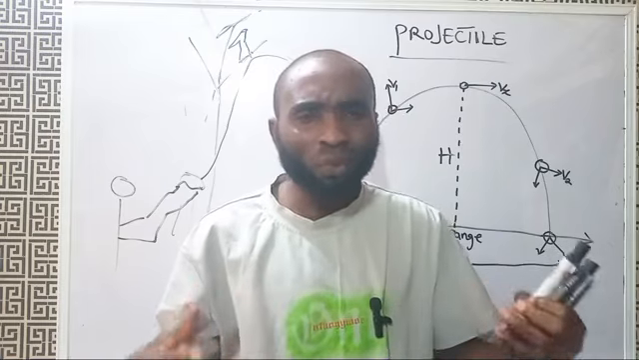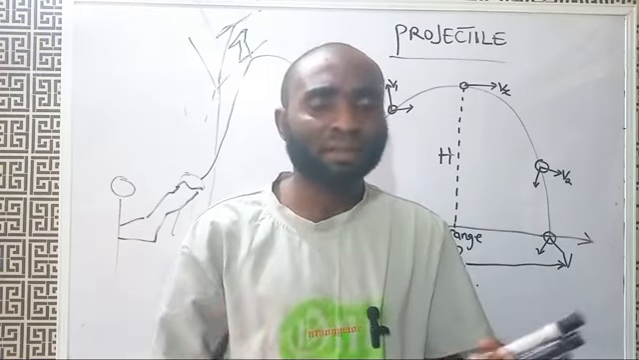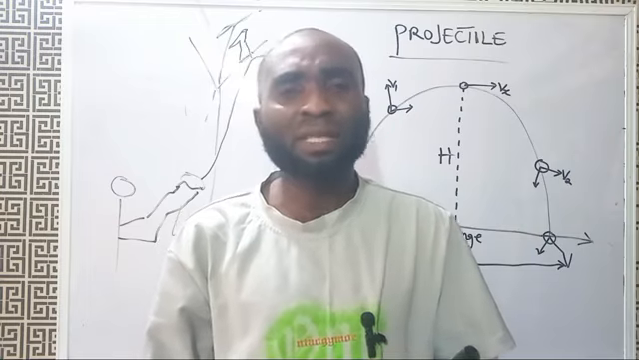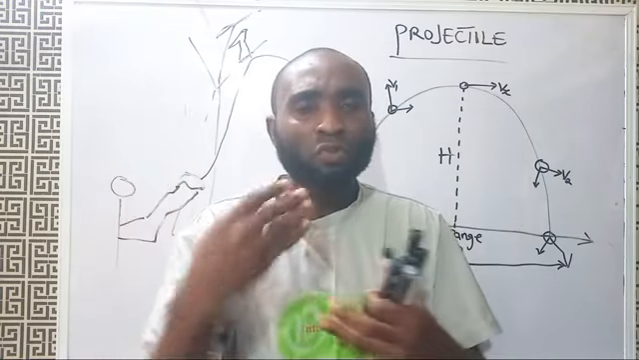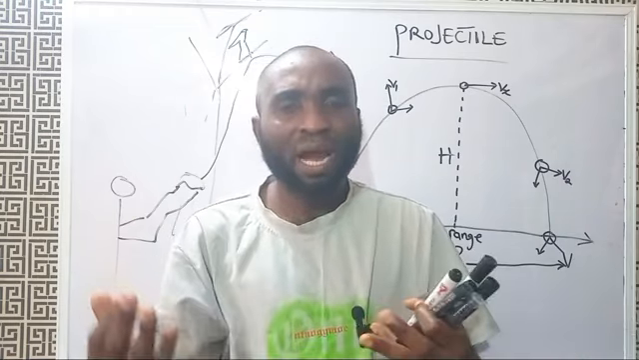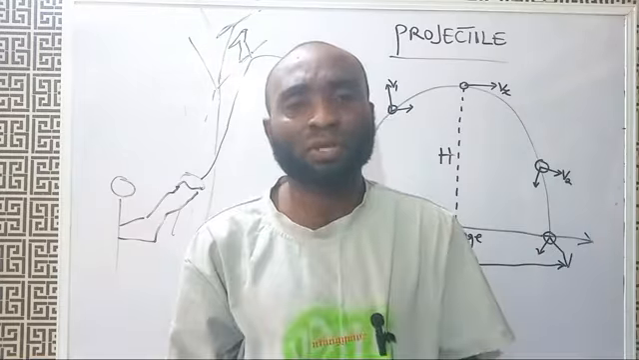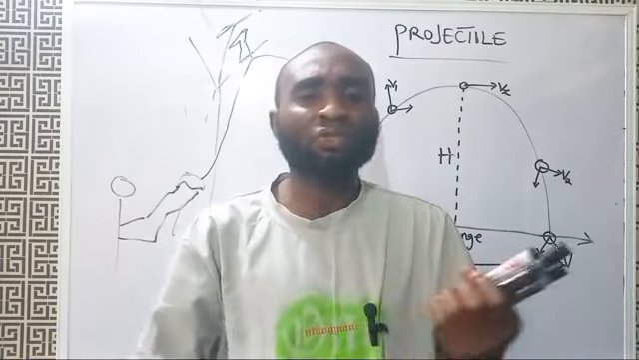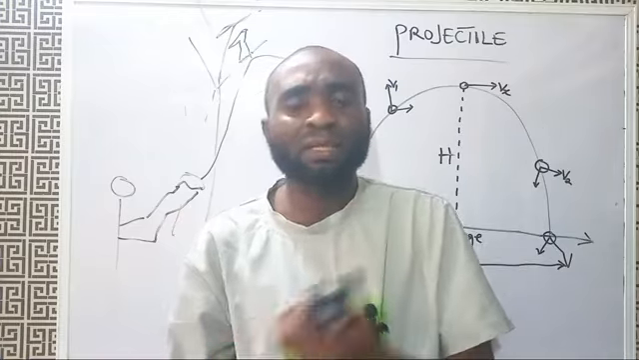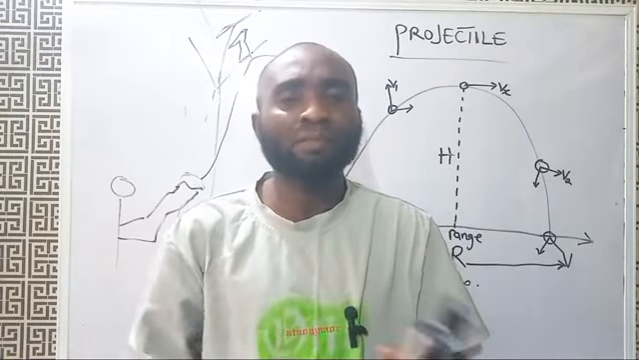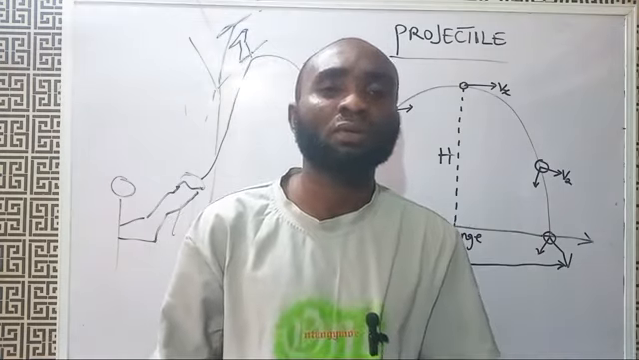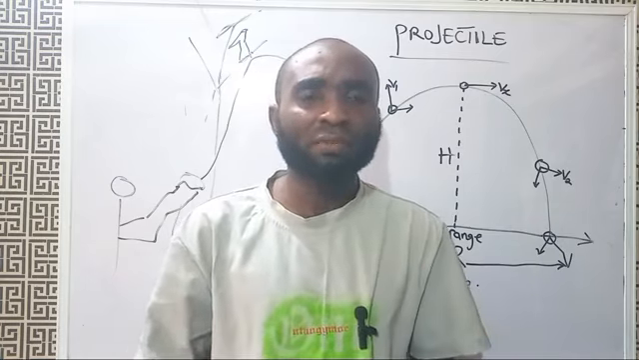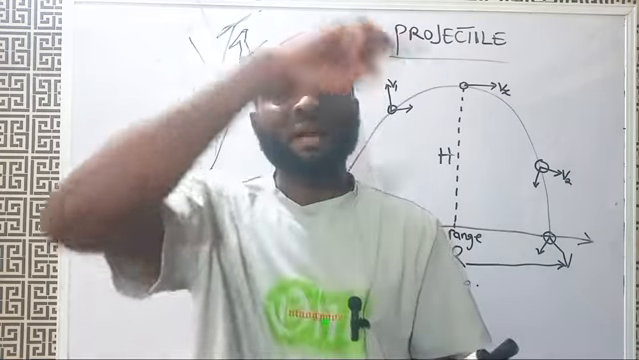Okay, so now what is the term projectile? A projectile is an object that has been launched into the air and moves freely in the air and has been influenced by the gravitational force. Okay, an object that is released or launched into the air and moves freely and returns back to the ground. So now if this object is moving, it moves in a parabolic manner.